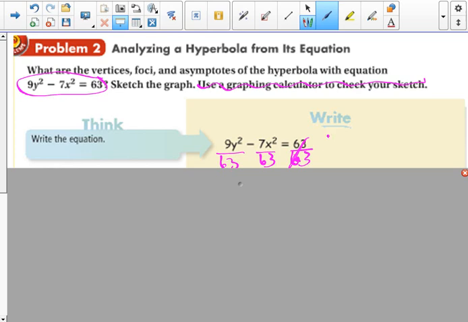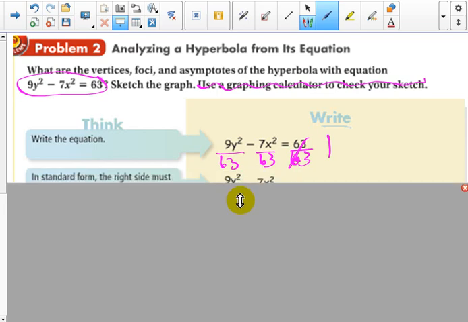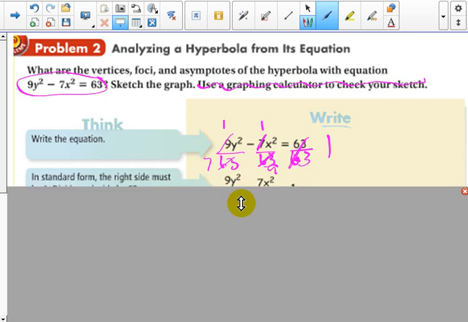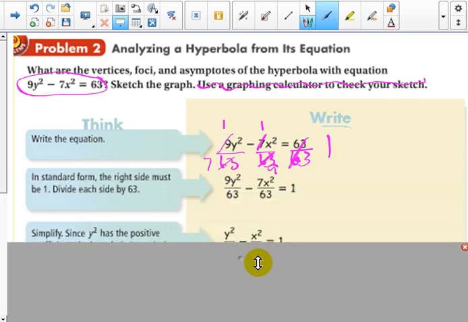And then we'll get the equals 1. So we'll get something minus something equals 1. Now let's simplify. So 9 does go into 63. It goes into itself once, and it goes into 63 7 times. And 7 goes into itself once, and it goes into 63 9 times. So now we've simplified that to fit our needs.